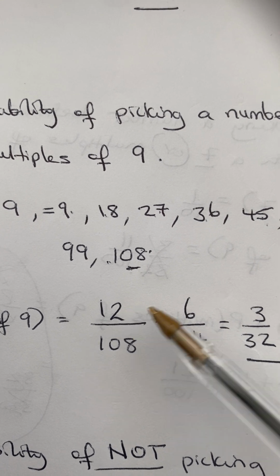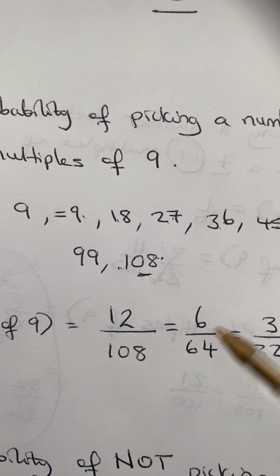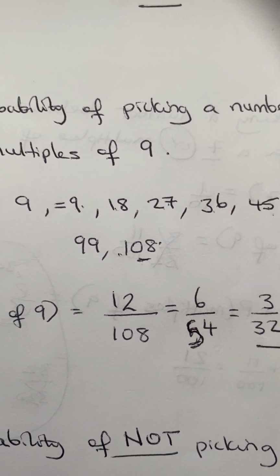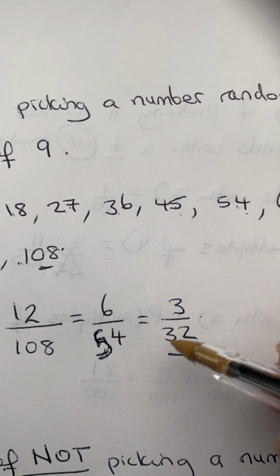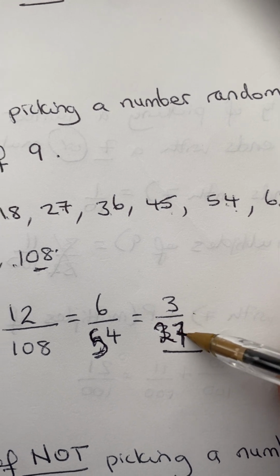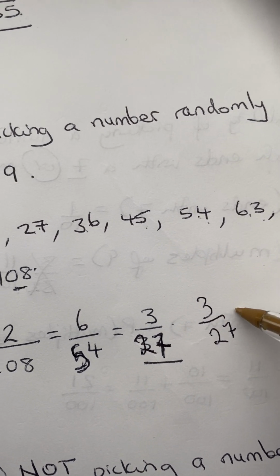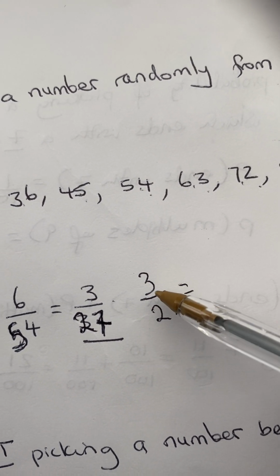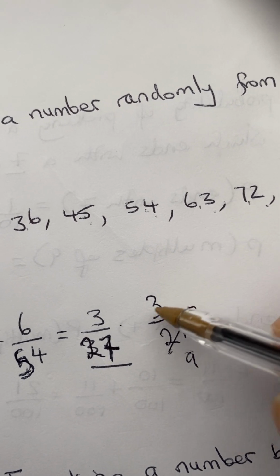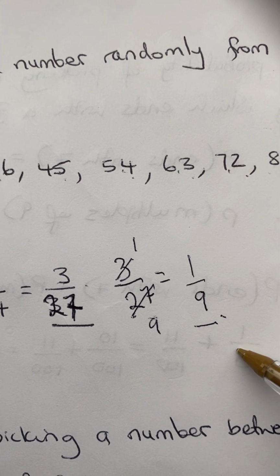Now if we have 12, half is 6. Half 108 would be 54. Sorry about that. And then half 6 is 3. Half 54 is 27. So we have 3 out of 27. Now, how many 3s do we have in 27? 9 times 3 is 27, so we have 9. And 3 is 1, so we have 1 out of 9.